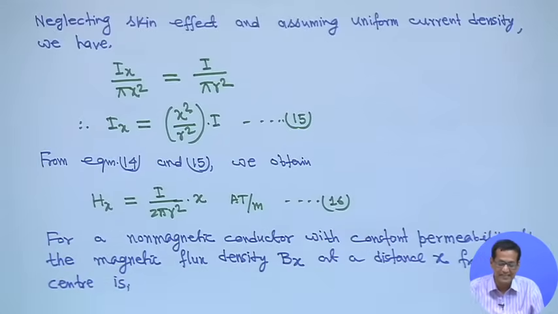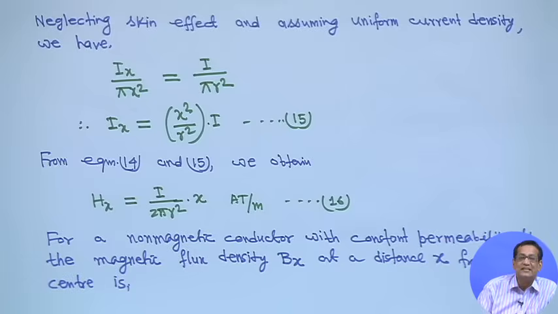We will neglect skin effect and assume uniform current density, that means if you take the cross section, we will take the uniform current density.